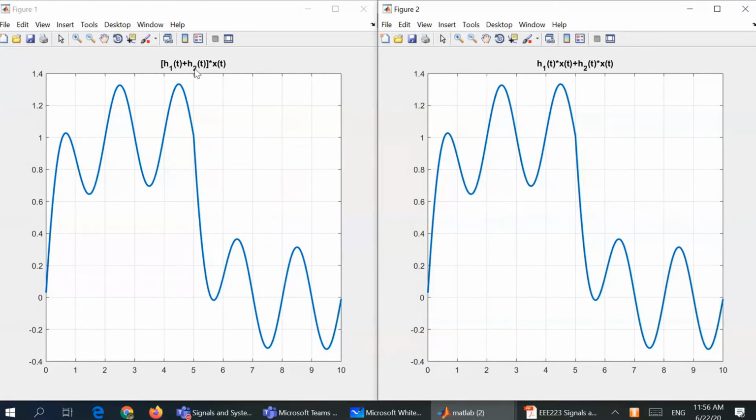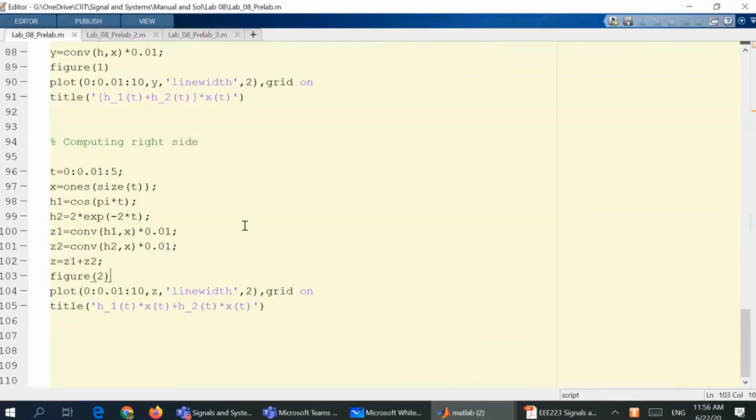So first adding the impulse responses and then multiplying with the input is the same as convolving the system with the input and then convolving the other system with the input, and after that adding the results gives you the same results. So this is the distributive property of the systems, and that's it from the property side.